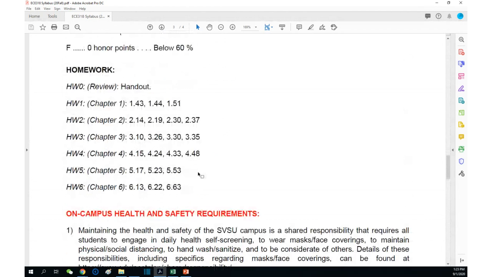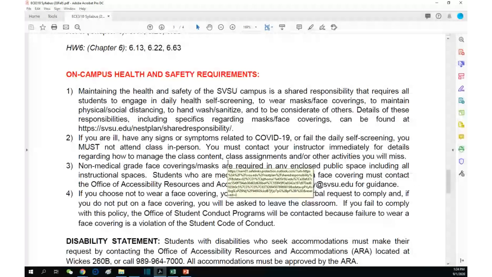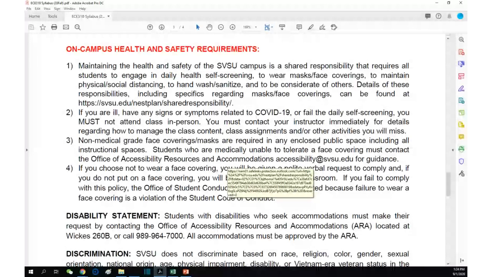Homework is listed here, along with the exact due date. Please check the Canvas modules. We will talk about that more when we go back to Canvas. Right, this is the on-campus health and safety requirement. This lecture is fine because we won't meet. Okay, we are not going to meet.